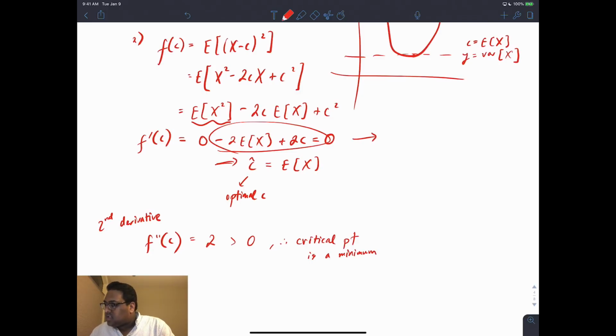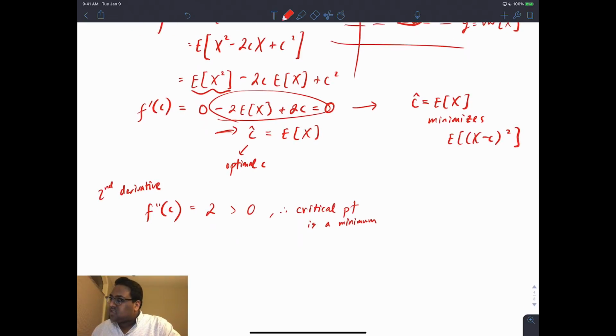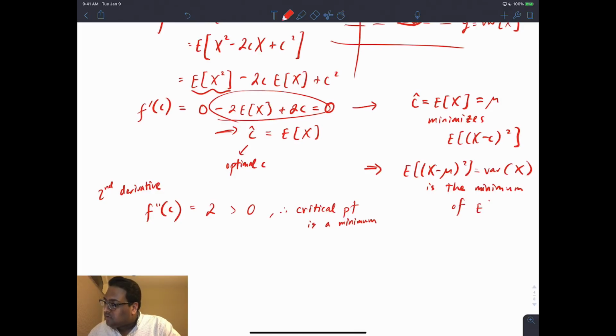Okay, so what this tells us is that c hat being equal to the expectation of x minimizes the expectation of x minus c quantity squared. And so what that tells us is when we plug in expectation of x here, and really expectation of x is just mu, this quantity, which is just the variance, is the minimum of the aforementioned function.